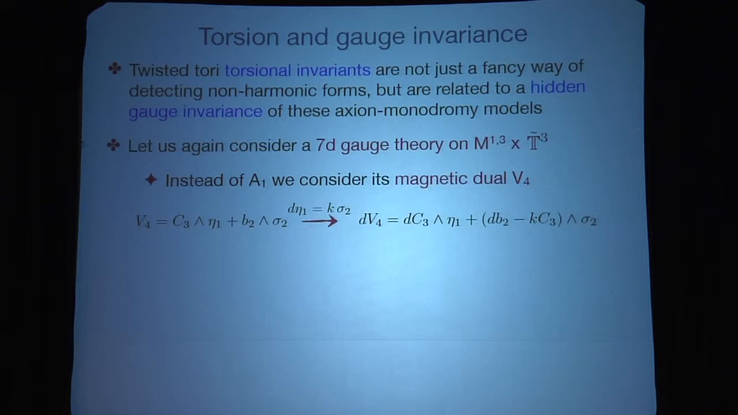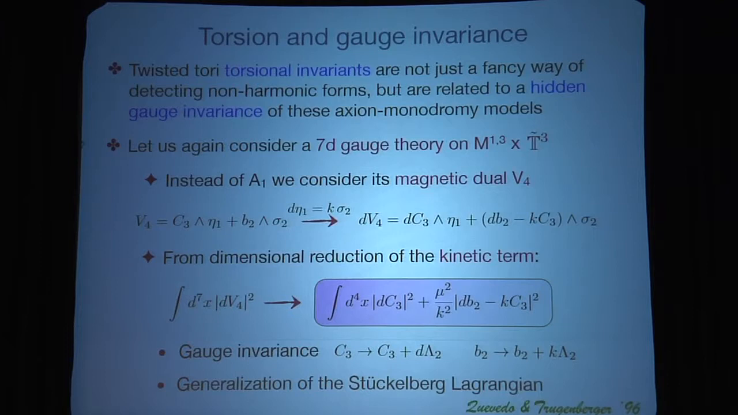This hidden gauge invariance can be obtained by taking a seven-dimensional gauge theory on four-dimensional spacetime times a twisted three-torus. Instead of a gauge boson, we can consider its magnetic dual, and then do dimensional reduction of this magnetic dual in the forms that I was talking about before, like this non-closed one form, and the two form, which is the derivative. When you do that, you get that the field strength of this magnetic dual four form is of this form. And when you plug it into the kinetic term for the gauge boson, expressing this dual version, you get this Lagrangian in four dimensions. Okay, so very simple. Just expand the four form in the well-defined one forms and two forms of your manifold, do dimensional reduction, and you get this. Okay, and what does this mean?